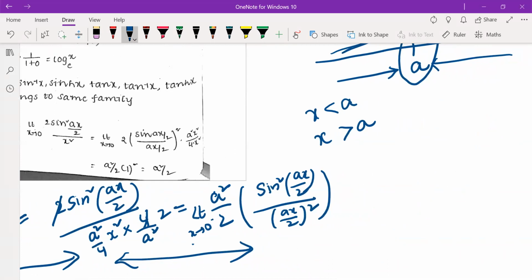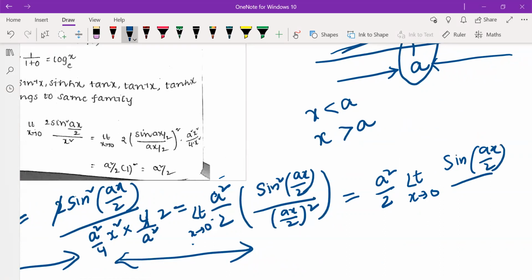Here when x tends to 0, as I have already said, a is just a constant. x is the variable. It is changing. So even if x changes, a doesn't change, so we can take that out of the limit. We can take any value out of the limit only if that is constant, if it won't change with the change in the variable. As a is a constant, we can take that out of the limit, and the limit of sin ax by 2 by ax by 2 whole square remains.